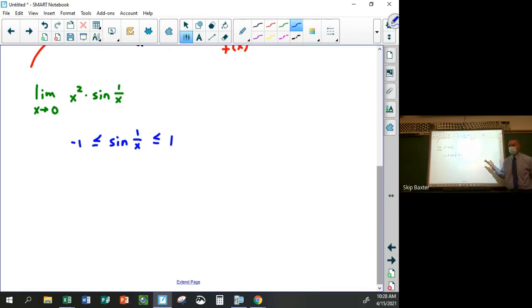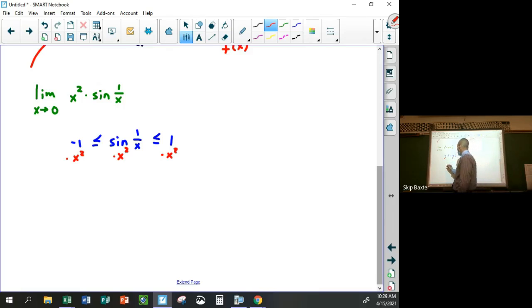That's always true, right? The sine of something is always between -1 and 1. Never beyond that. That's its range. Everybody comfortable with that? So then I could just multiply this by x squared, multiply this by x squared, and multiply this by x squared. That's perfectly legal algebraically because x squared is positive. I can multiply all three terms of this dual inequality by a positive number and nothing changes, right?